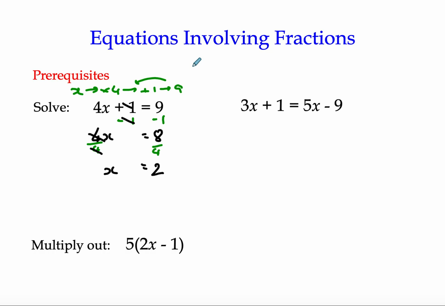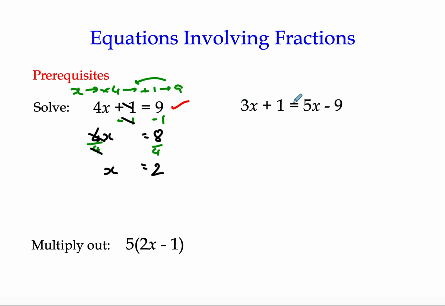And we know that to be true because we went back to the original equation, which I've kind of scored out a little bit. 4x plus 1 equals 9. 4 lots of 2 is 8. Add 1 gives you 9. So our value of 2 makes that equation true, which is the whole point of solving an equation. Let's have a look at the second one.